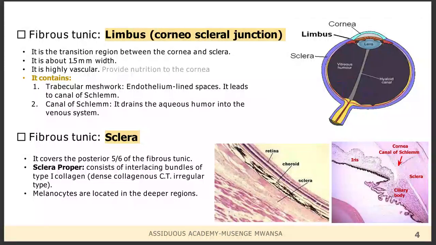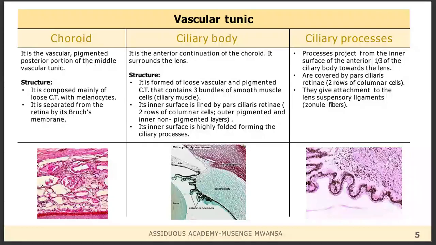It's in the anterior chamber. So aqueous humor will be produced in the posterior chamber, and then it will drain into the anterior chamber. Remember, both the anterior chamber and the posterior chamber are in the anterior cavity. Okay, because the posterior cavity has got vitreous humor. Is that okay?